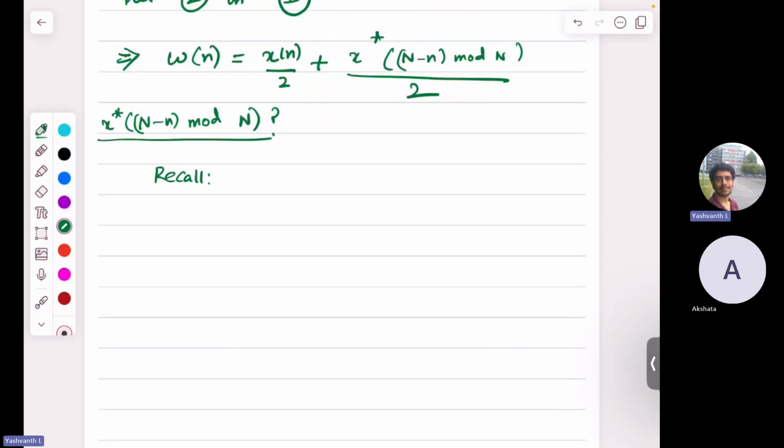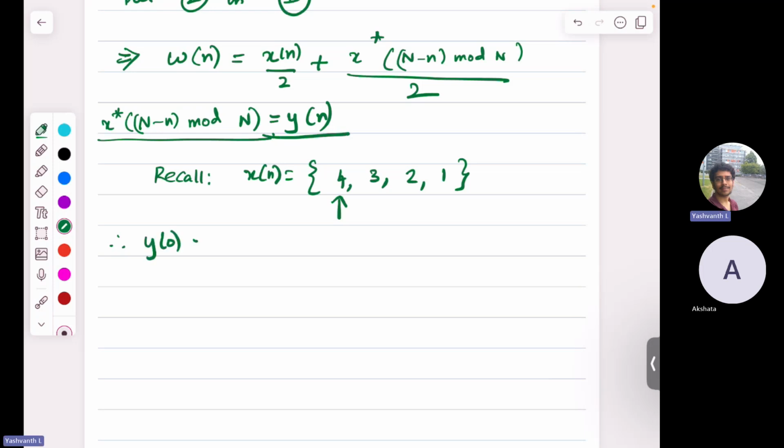Recall your x of n is nothing but 4, 3, 2, 1, where 4 is at n equal to 0. Therefore, let me call this y of n, which is nothing but x conjugate of n minus n mod n. Therefore, y of 0 is x conjugate of n, which is 6 here, right? 6 mod 6, which is equal to x conjugate of 0, which is equal to 4.